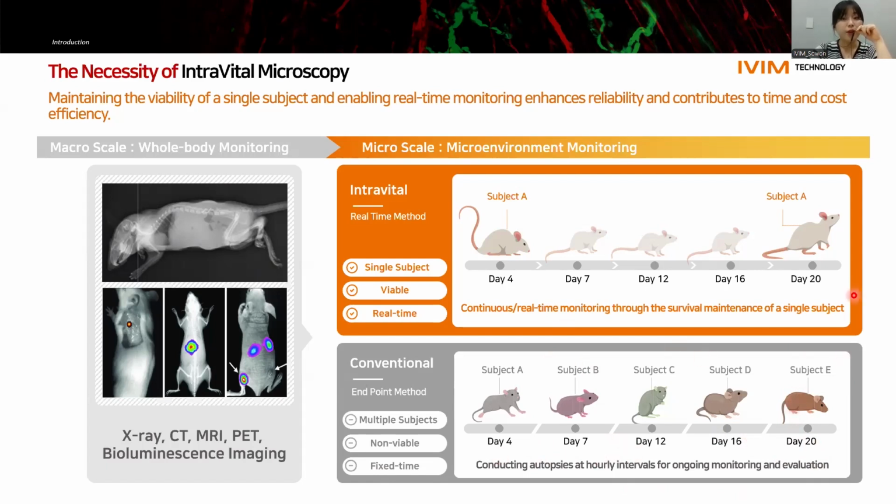However, with IVM, repeated imaging can be performed on the same animal, providing more consistent, reproducible data while also reducing the number of animals required, which is an advantage not only in terms of scientific accuracy, but also from an ethical standpoint.